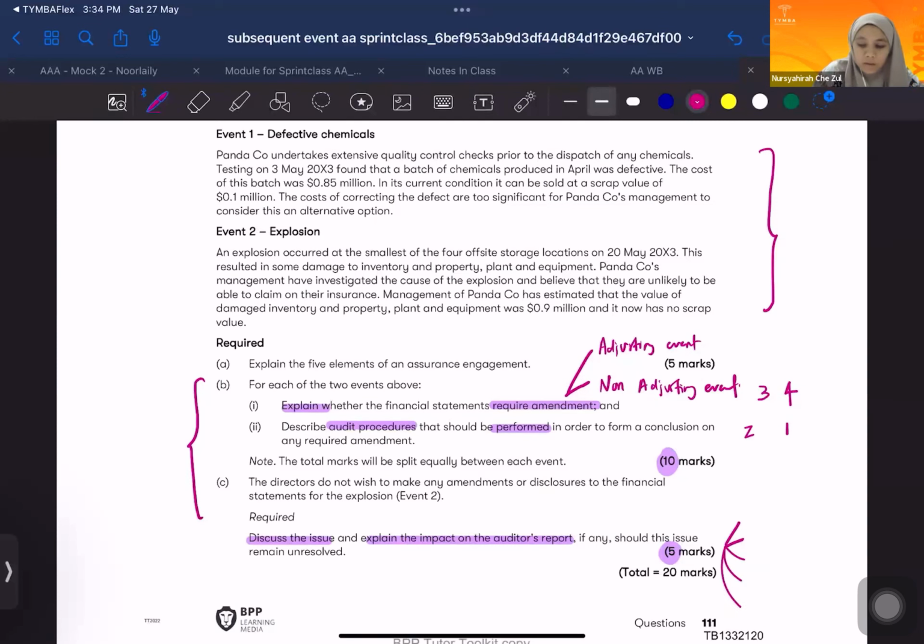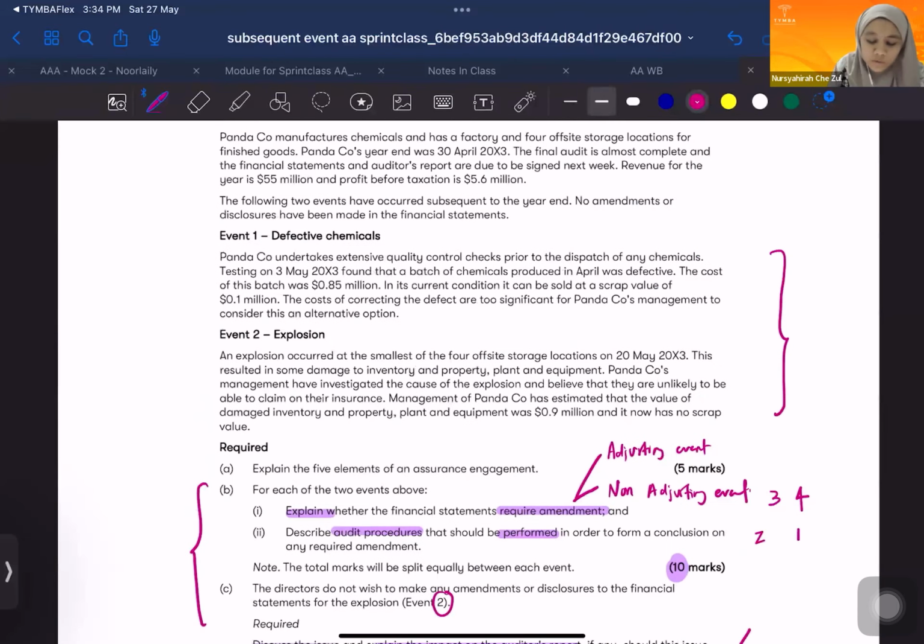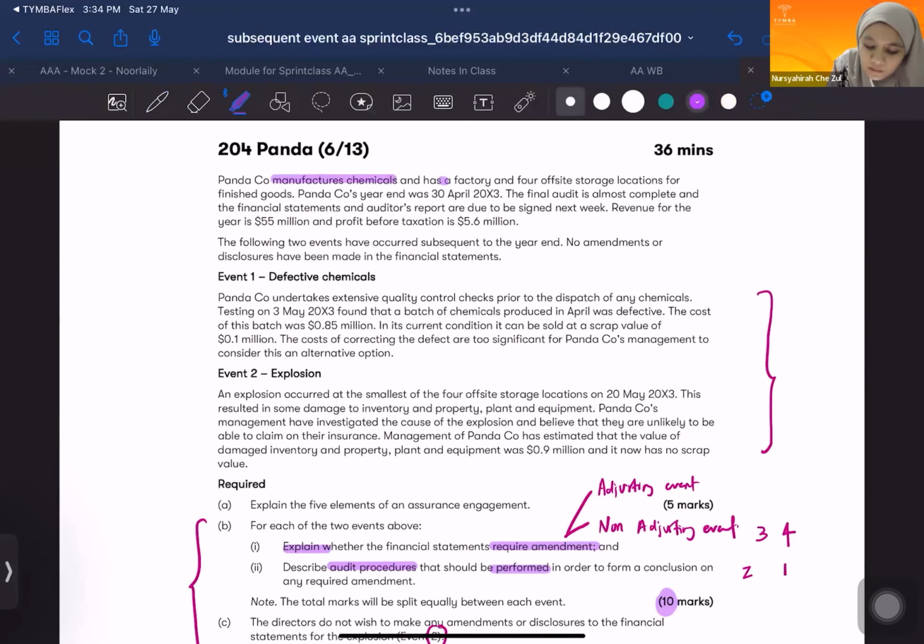Alright, now to answer requirement B, I want to go to event number 2 because I want to cover C as well. Now I think we need to read the background first. This company manufactures chemicals and has a factory and 4 off-site storage locations. Year-end was April. The final audit is almost complete, and FS and auditor's report are due to be signed next week. So we are at the completion stage. Revenue for the year is this much, and PBT this much.